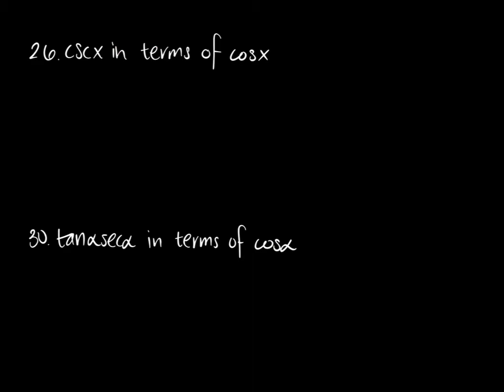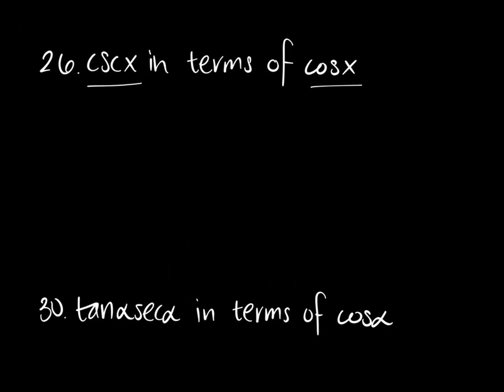Now let's look at 26. 26, 28, 30, or in your case on your homework, 25, 27, and 29 have a bit different directions. They give you cosecant x and cosine x, and what it says in the instructions is that they want you to write the first term in terms of the second term. So we want to write cosecant x in terms of cosine x for 26.